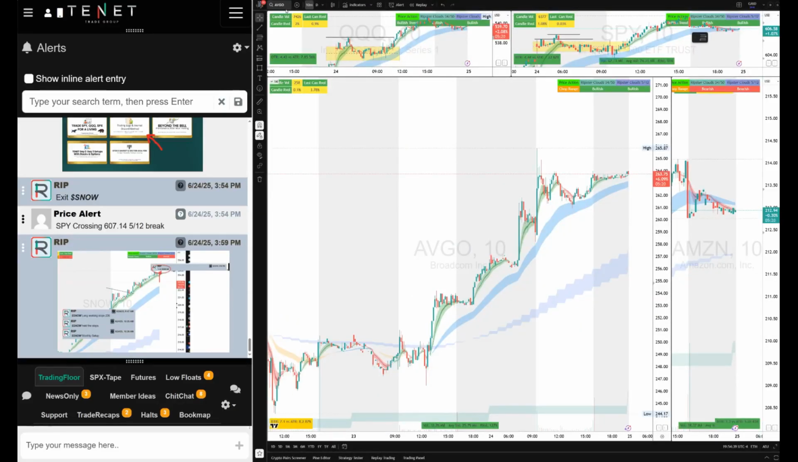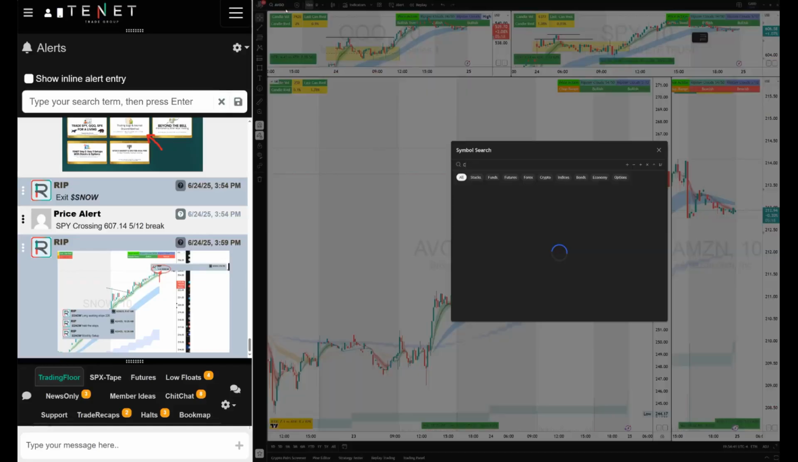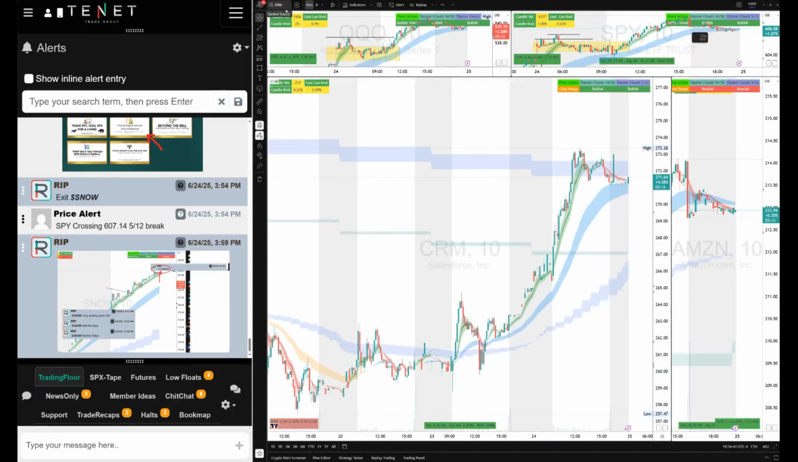AVGO was okay, not as good as other names, but CRM went from the MTF to the MTF. What was it? MTF magnet setup. You long here and take it to the next MTF magnet setup. How many times have we talked about this MTF magnet setup, guys? Another repeatable setup. I didn't really guide much. Most of my traders took the pre-market planning and took that from there and nailed it.